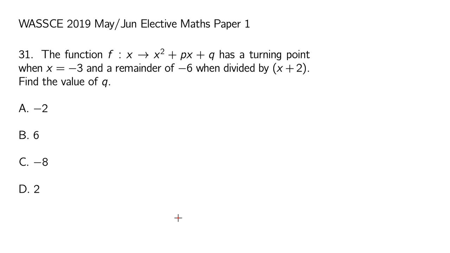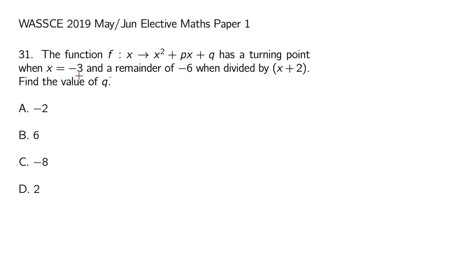Elective Math Paper 1. We've already solved questions 1 to 30 in previous videos, and in this video, we'll solve questions 31 to 40. Question 31 says, the function f such that x goes to x squared plus px plus q has a turning point when x is minus 3 and a remainder of minus 6 when divided by x plus 2. Find the value of q.